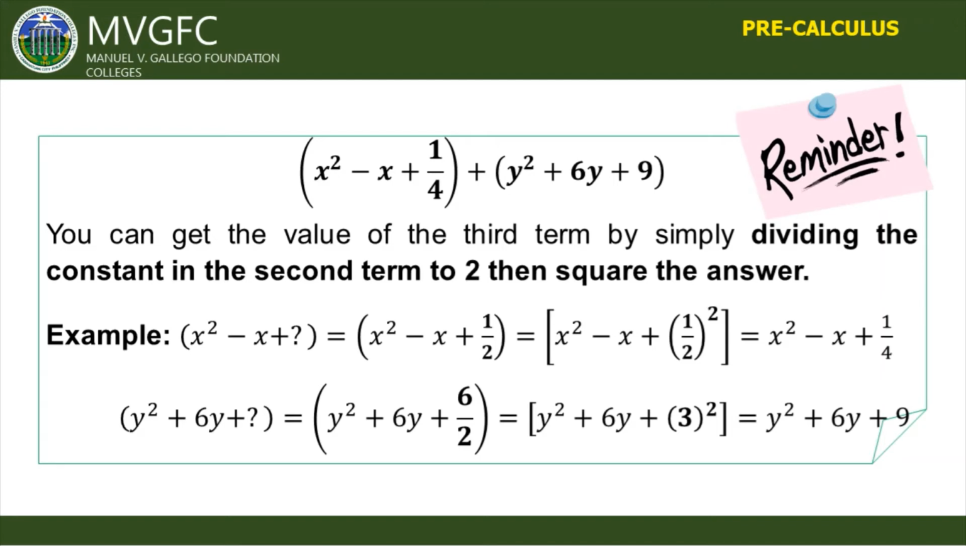How do we get 1/4? Because 1/2 times 1/2 is simply 1/4. Now, how do we get 9? Again, please look at the second term of the equation. The second term is 6y, and the constant is 6. So 6 divided by 2 is equal to 3. Then, square the answer, and that is 3 times 3 is equal to 9. So we have now x squared minus x plus 1/4 plus quantity y squared plus 6y plus 9.